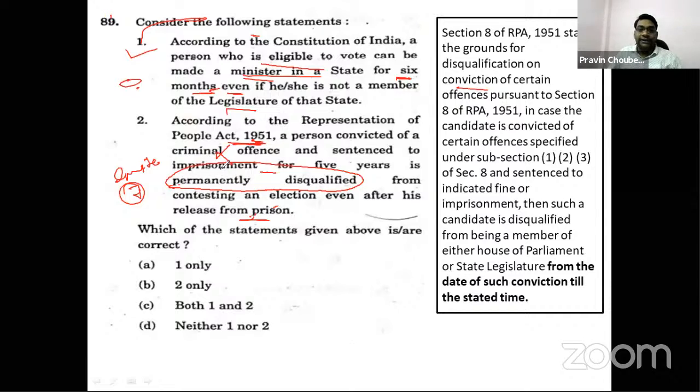So what would be the correct answer? Which of the statements given above is or are correct? Only one is correct. So here again, the parliament chapter. You read parliament again and again. Each and every topic given in parliament, when you talk about the election of the members of the Lok Sabha, Rajya Sabha, nominated members, how many members are nominated to the Lok Sabha and Rajya Sabha by the President.